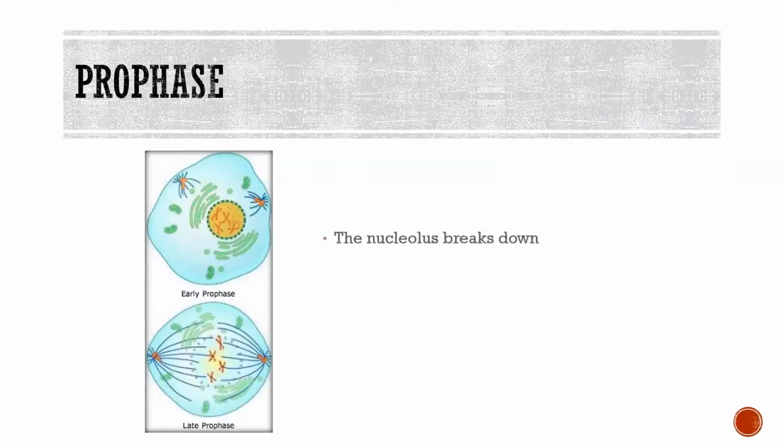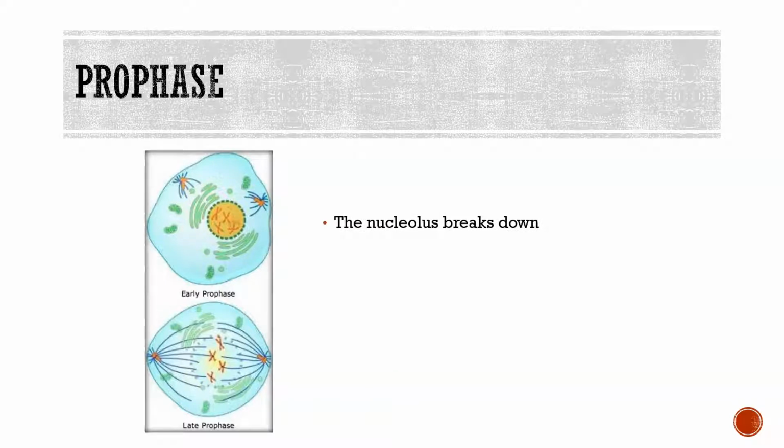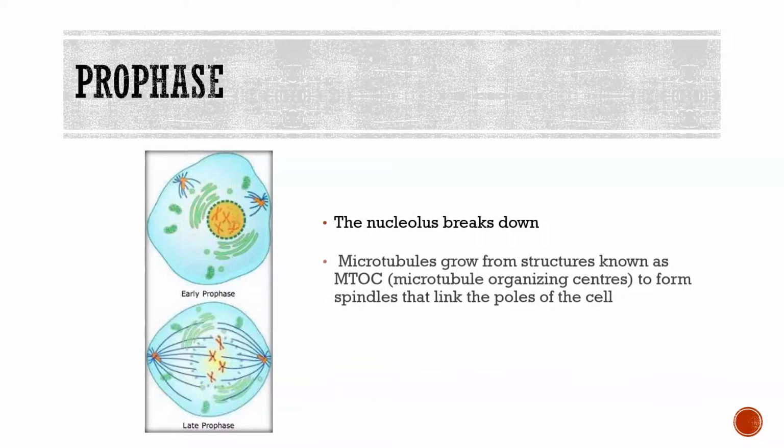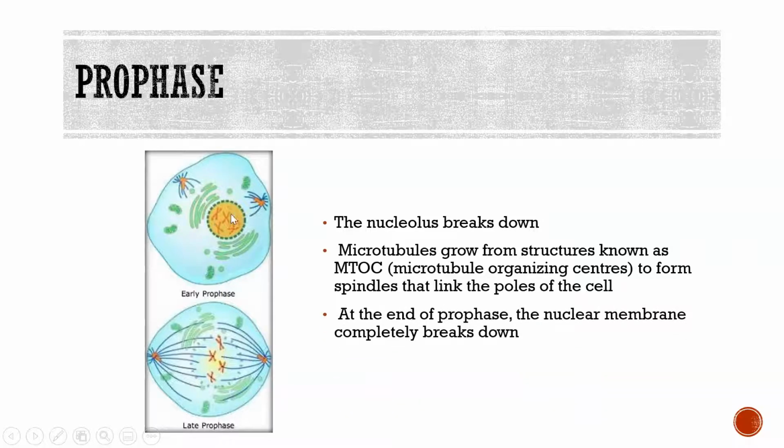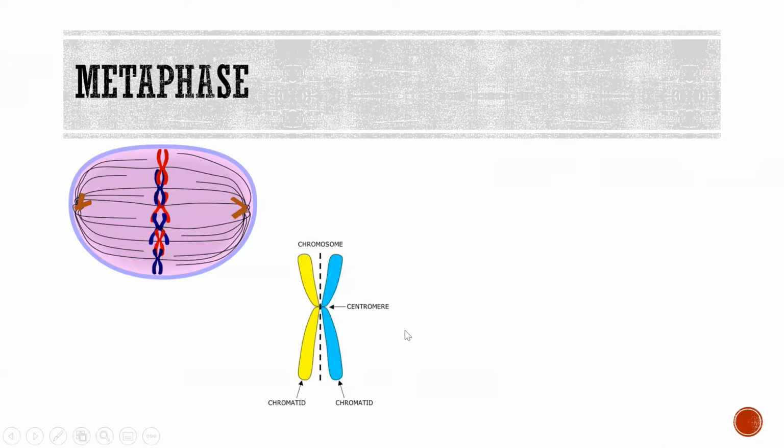Okay, so still looking at the prophase, the nucleus has broken down. Those microtubules, as we said, have started to form; the MTOCs have formed those spindles. Just looking back at what we just looked at, we've got another illustration here of that. So we've got the nucleolus breaking down, the spindles starting to form, and then our nuclear membrane breaking down.